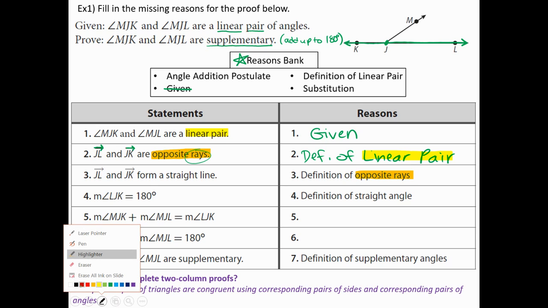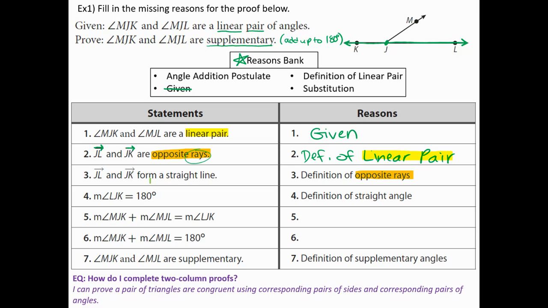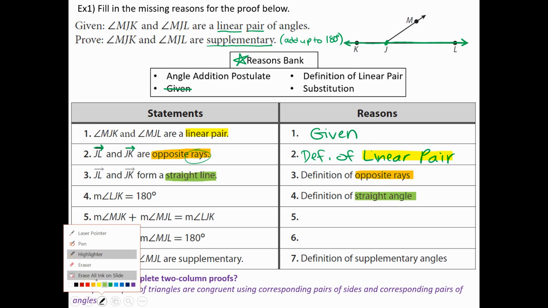Right, I'm trying to pick a highlighter color. Let's see. Maybe I'll do green. We have a straight line, and we have that showing up here in our reason as a straight angle. So a straight line and a straight angle, those two are tied together as well. So nice progression here. It won't always look quite like this, but I just want to point out that it's one step at a time.